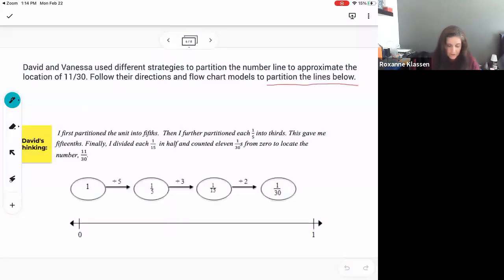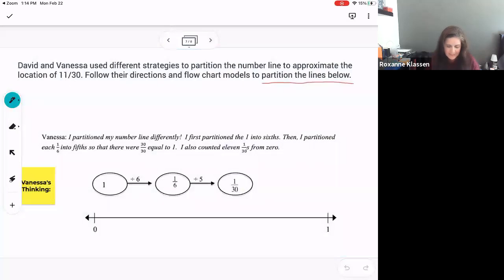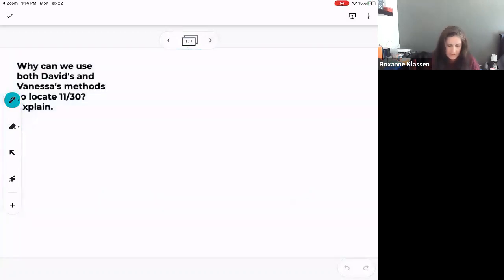And then here's a nice one. They're both trying to approximate the location of 11/30. They're given 0 to 1 on their number line. Here's David's thinking. Then here's Vanessa's thinking, and you're following their thinking, okay, and marking it on the number line. And I think that's it. And then why can both of them be used? So you're going to answer that.